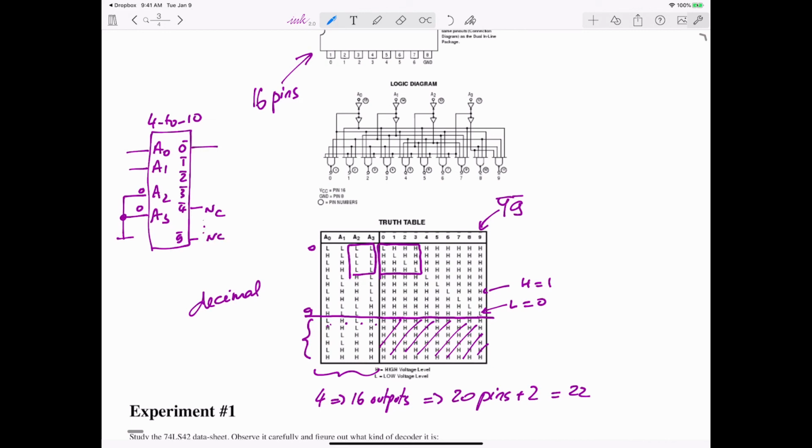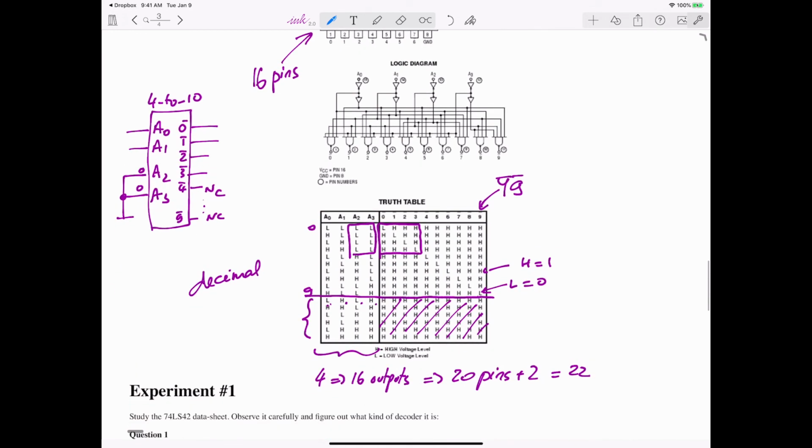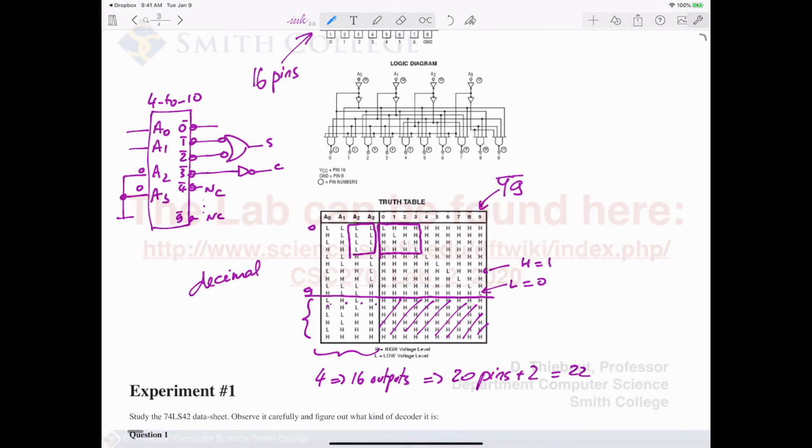And so I now have my min terms. What did I have here? Carry is min term 3, so I can take this, invert it, and I can take this, OR it. By the way, I have little circles on all of these. I forgot to write them. That's my sum, that's my carry. So that should help you out with the lab.